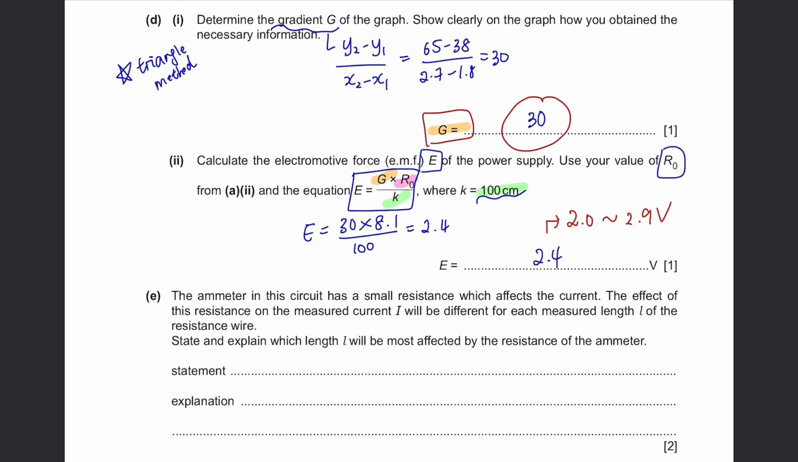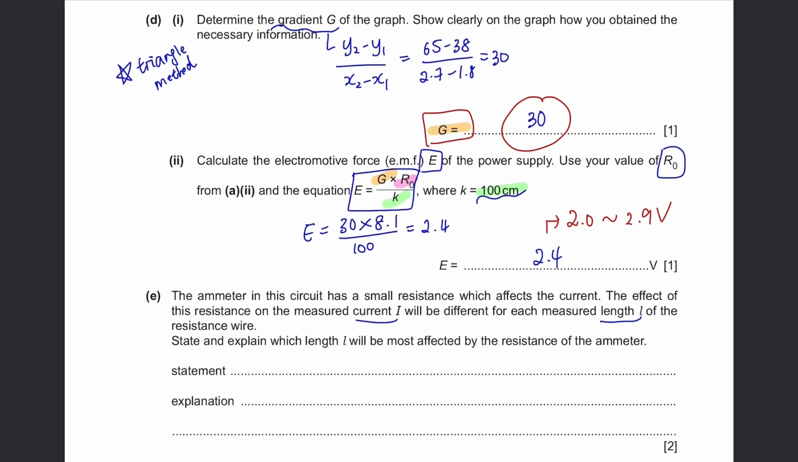Part D. The ammeter in this circuit has a small resistance which affects the current. The effect of the resistance on the measured current I will be different for each measured length L of the resistance wire. State and explain which length L will be most affected by the resistance of the ammeter.